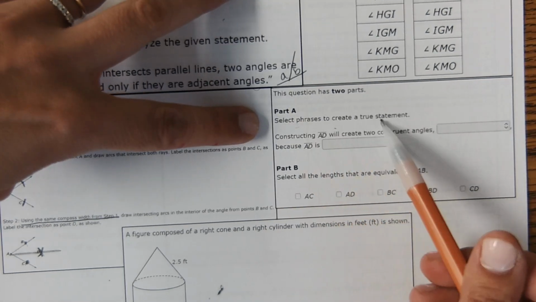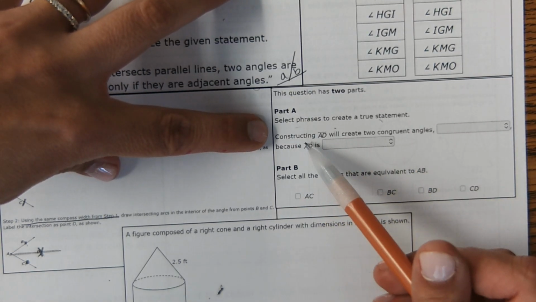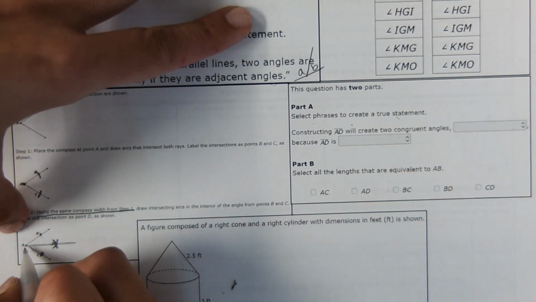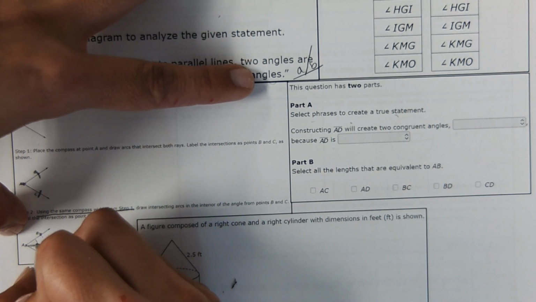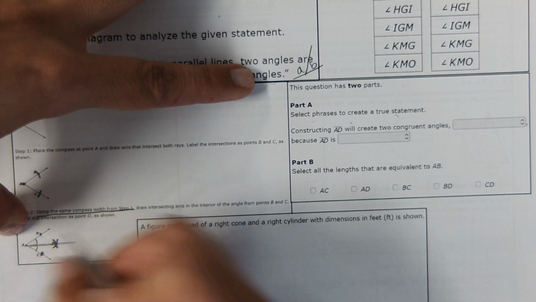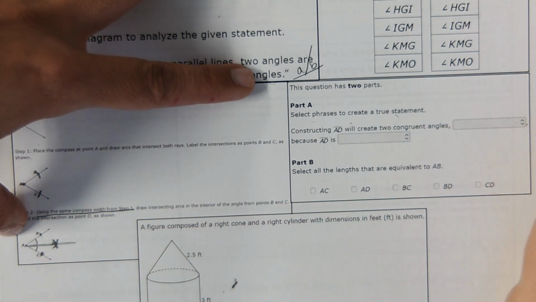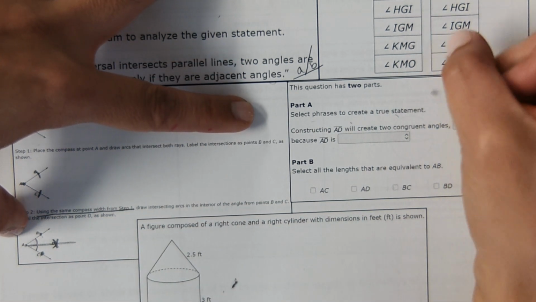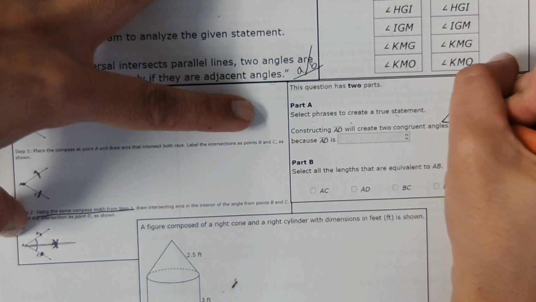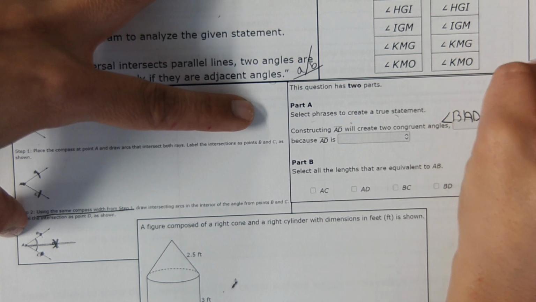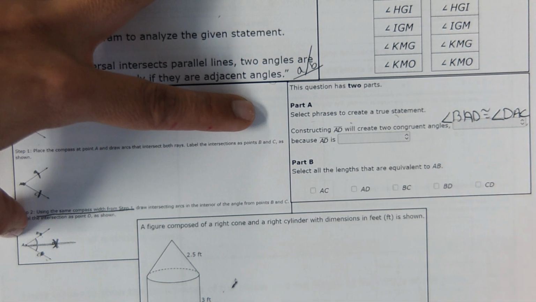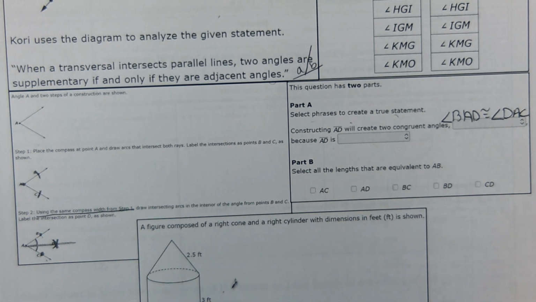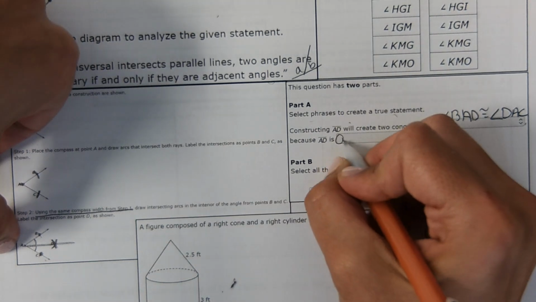It says select the phrase to create the true statement. Constructing segment AD, which is what we did right here, will create 2 congruent angles. Yes, it's an angle bisector, so this angle will be the same as this over here. And so you'd click the drop down, and it wants to know what angles are congruent. The triangle BAD is congruent to triangle DAC. Because AD is an angle bisector.